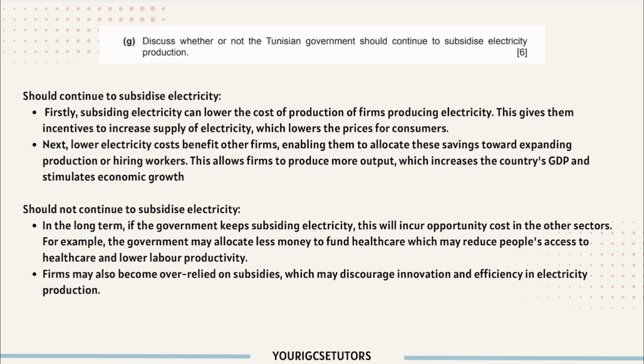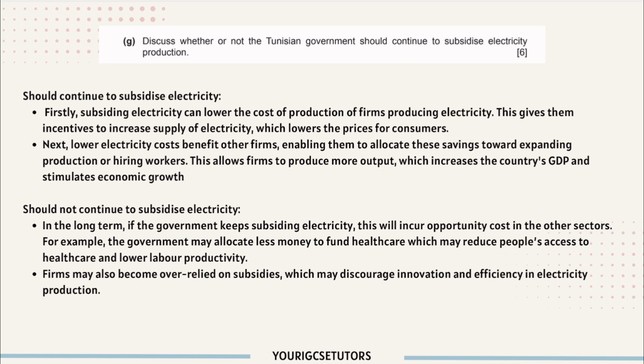Second perspective, we can talk about other firms. Other firms also benefit from lower electricity, enabling them to allocate these savings toward expanding production or hiring workers. This allows firms to produce more output, which increases the country's GDP and stimulates economic growth.